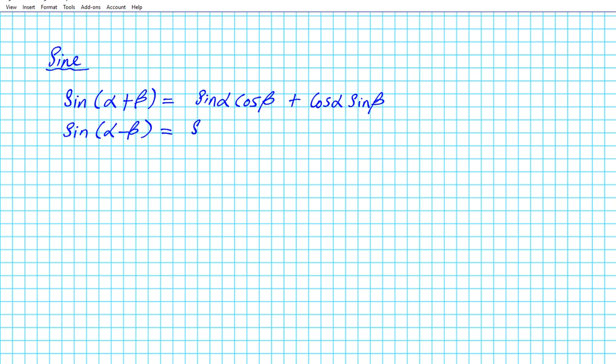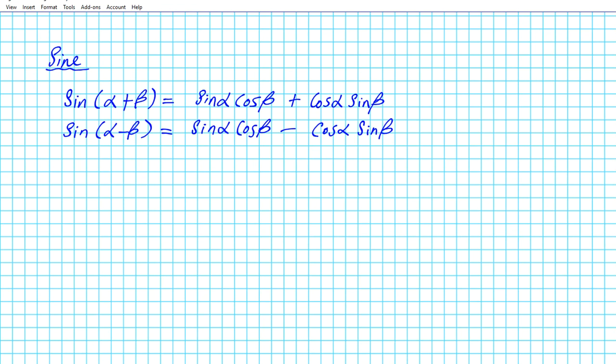Okay, so for sine, if you have sine of the sum of two angles, sine of alpha plus beta, if you apply the sum identities, you have sine alpha cosine beta plus cosine alpha sine beta. And then the difference identity, if you have sine alpha minus beta, is going to be sine alpha cosine beta minus cosine alpha sine beta.